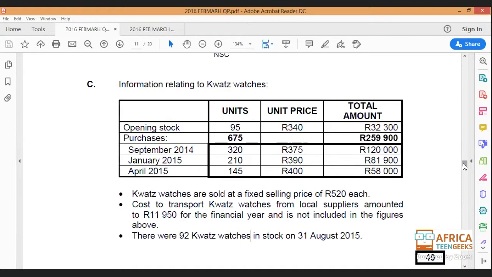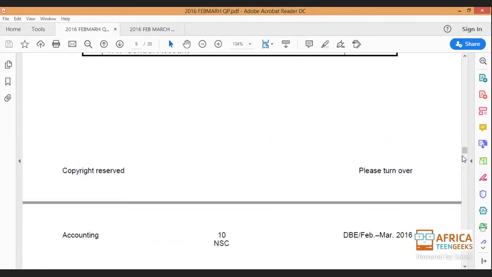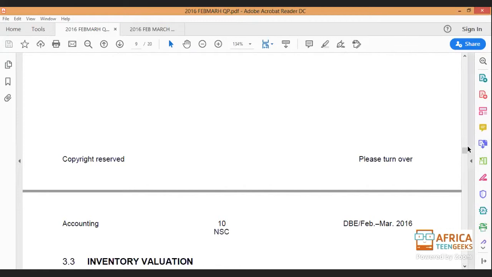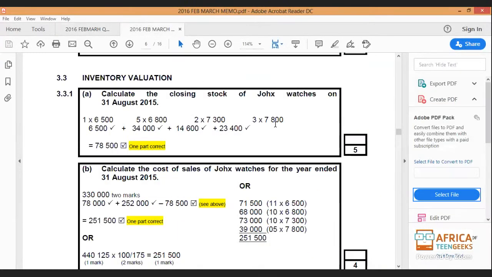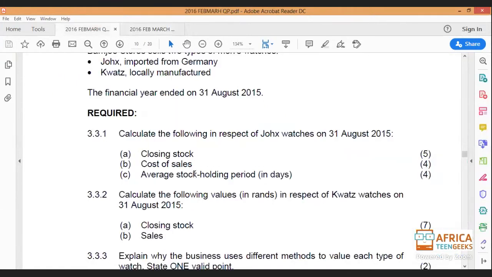Now, I want us to start to answer the questions. The question says: calculate the following in respect of Jogs watches, the closing stock. Remember, Jogs watches use a specific identification method. So what you needed to do was to say how much was left in each of these purchases. Then you add everything, and it will be the closing stock of Jogs watches using the specific identification method. Now let's go back to the information.